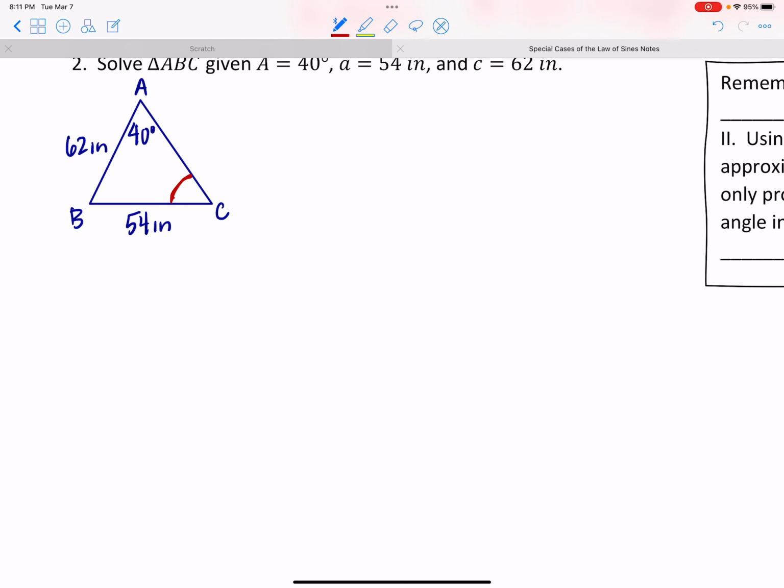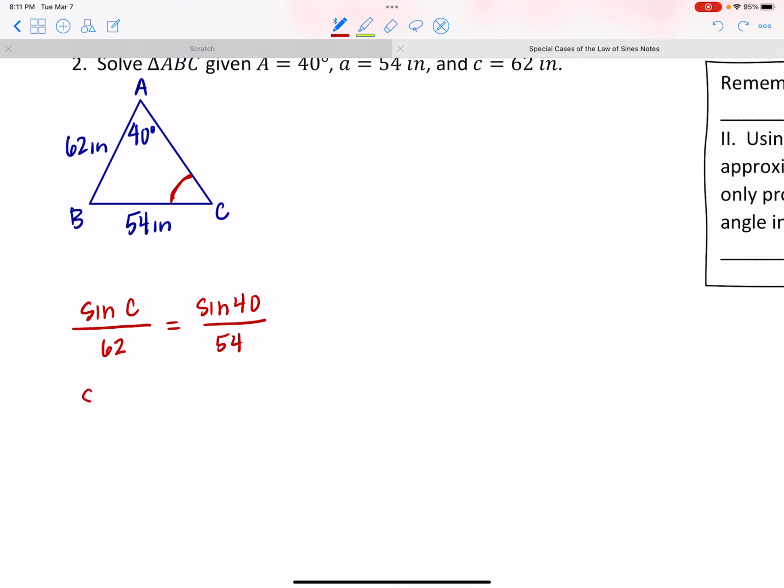If I want to find angle C, again, I want to write a ratio that has the sine of angle C over the side C, which we know is 62. And that's going to be equal to another ratio. I don't know anything about B, so I'm going to use A. I'm going to say the sine of 40 over its opposite side, which is 54. And now sine of C is being divided by 62, so I multiply that over. Again, it's going to end up on the top of my fraction.